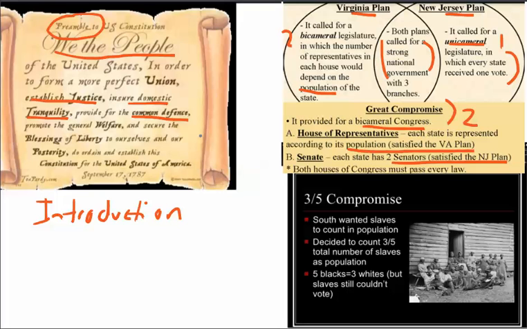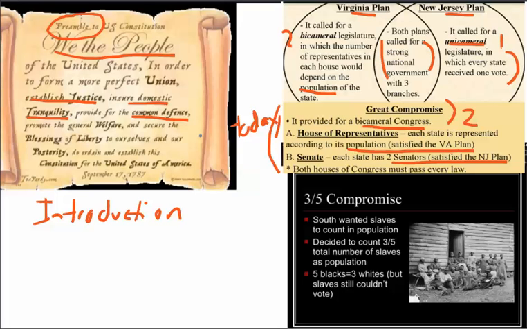And this, of course, explains the Congress that we have today. We have a House of Representatives and we have a Senate. In the House, the big states have a lot more congressmen. The small states have very few. But in the U.S. Senate, all 50 states have two senators.